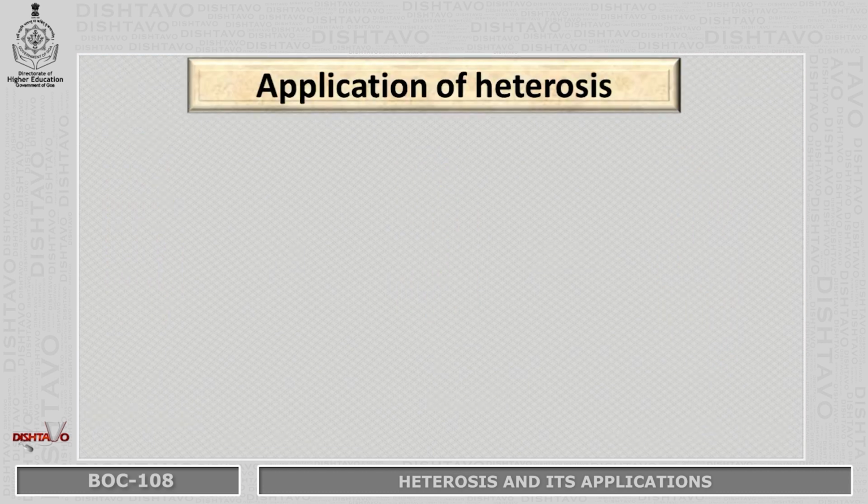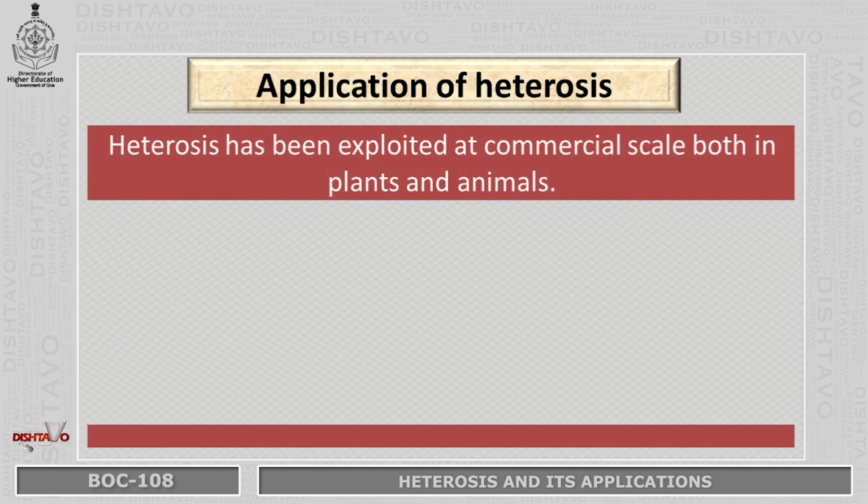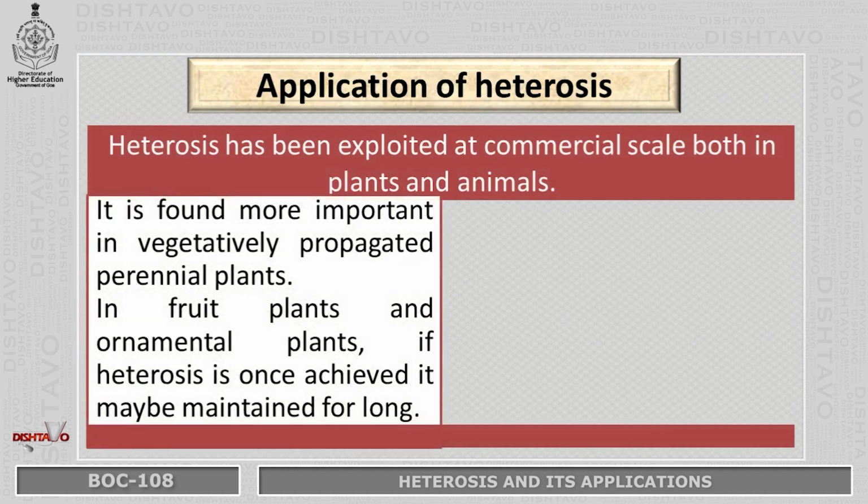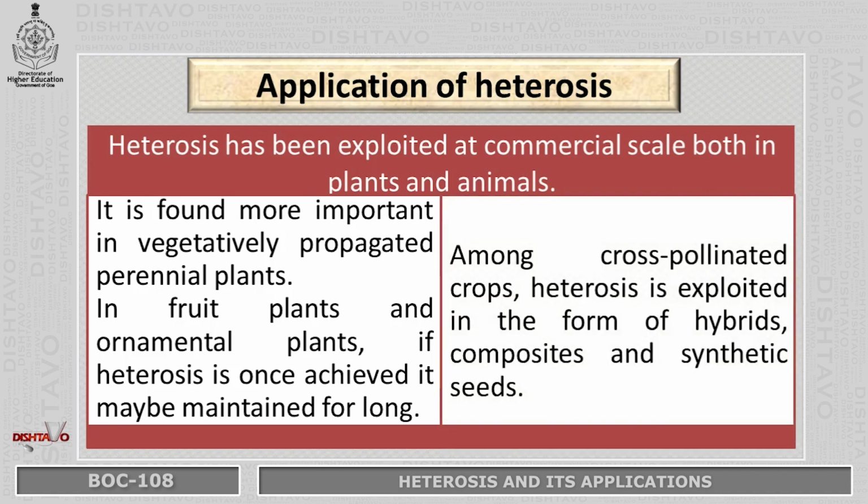Applications of heterosis. Heterosis has been exploited at commercial scale both in plants as well as in animals. In plants, it is found more important in vegetatively propagated perennial plants, whereas in fruit and ornamental plants, if heterosis is once achieved, it may be maintained for a long time. Among cross-pollinated crops, heterosis is exploited in the form of hybrids, composites, and synthetic seeds.